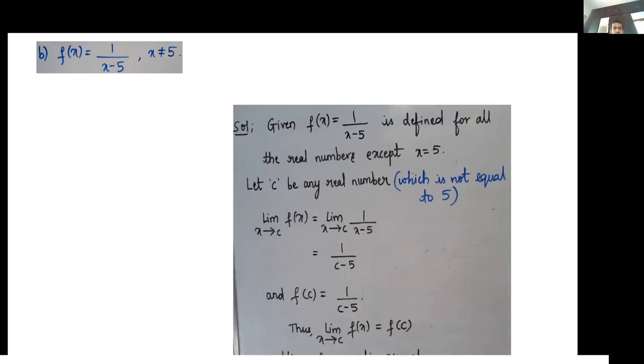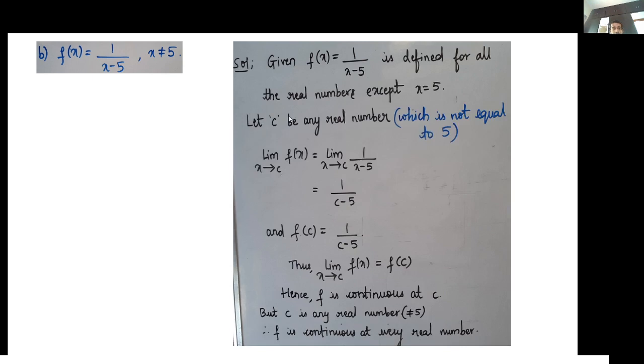So here also you need to consider a general point c to be any real number which is not equal to 5. So that's why I have mentioned here, let c be any real number which is not equal to 5. Other than 5 you can give any real number.